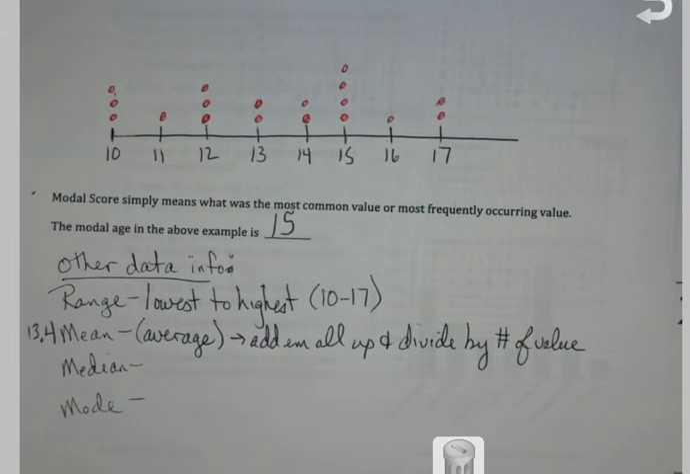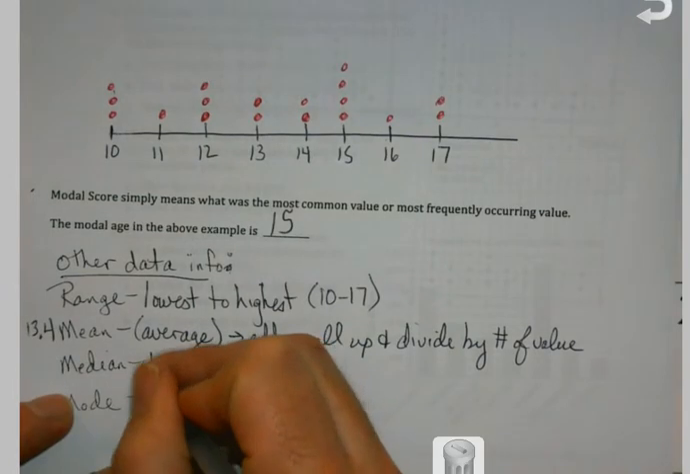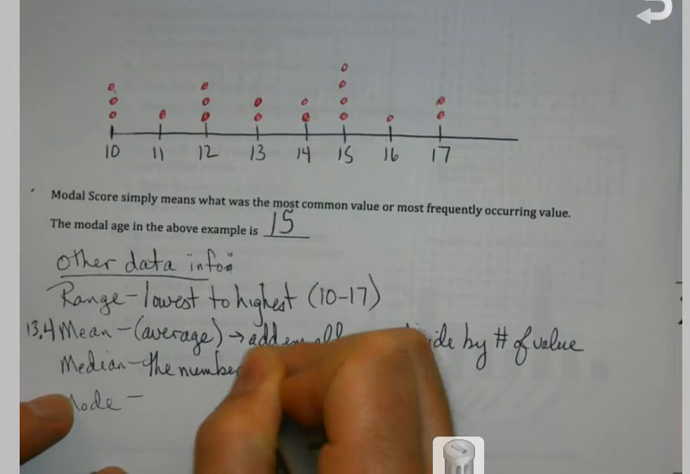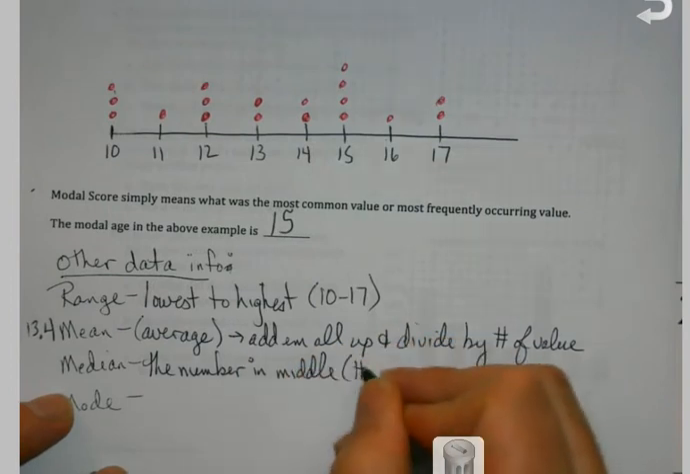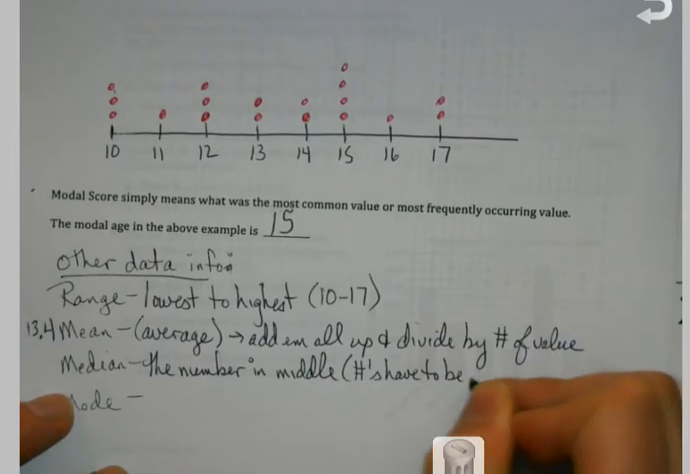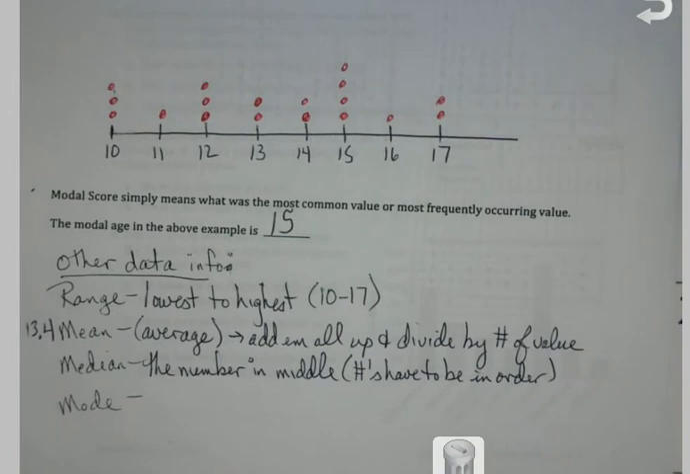Median. Median is the number in the middle, but here's the catch. The numbers have to be in order. So if they aren't, if they're just all randomly all over the place like our original list was up at the top, I'd have to put them in order first to try and find my median.